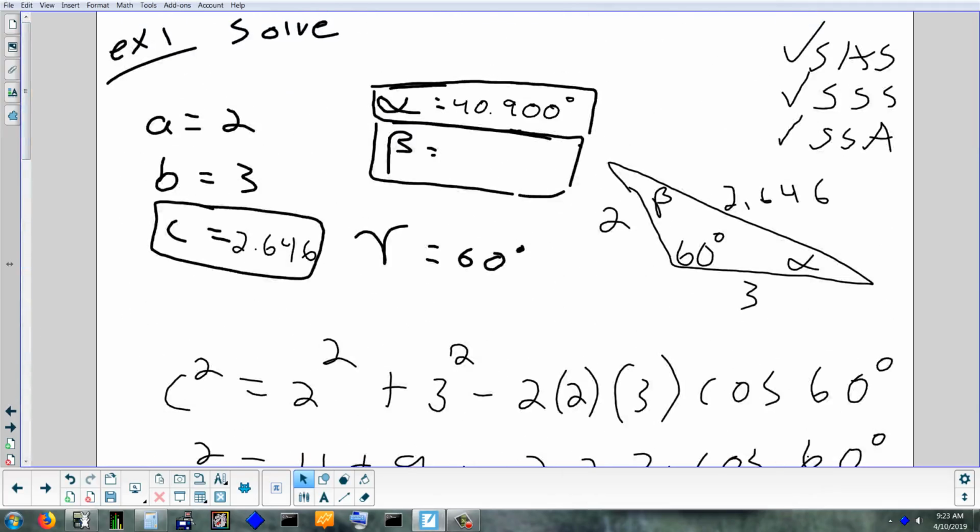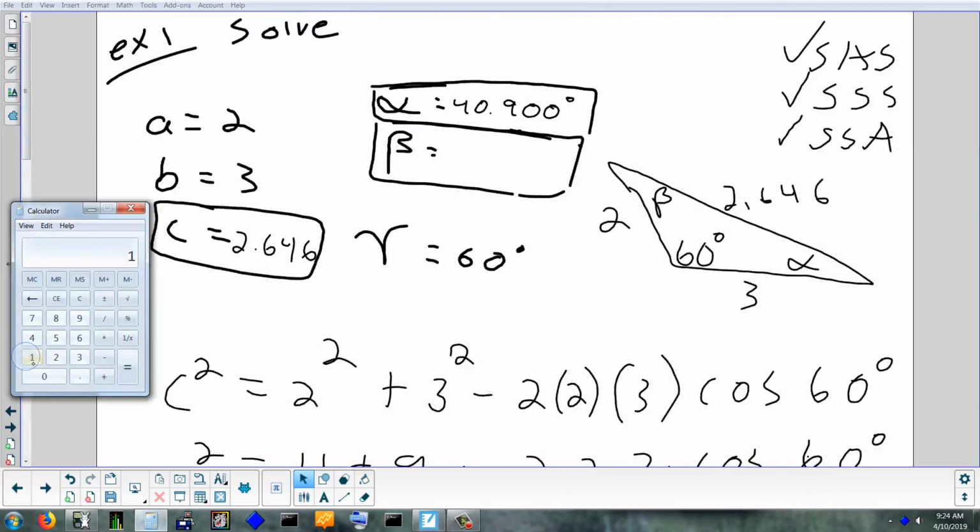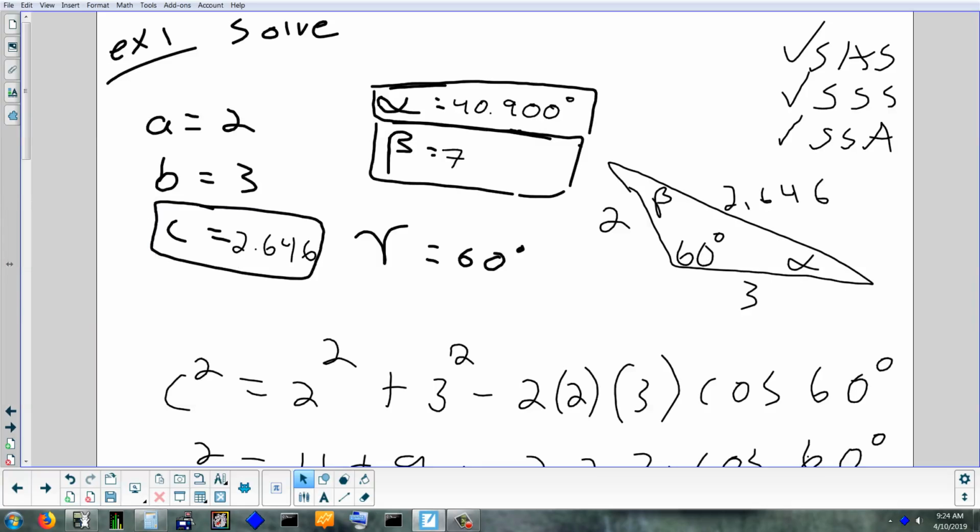Okay. And now what I'm going to do is take the two that I have, add them up and subtract from 180. So that adds up to 100.9. Take 180 minus 100.9 and you get 79.1. Again, to show our accuracy, precision. And that's it. That's a law of cosines problem.